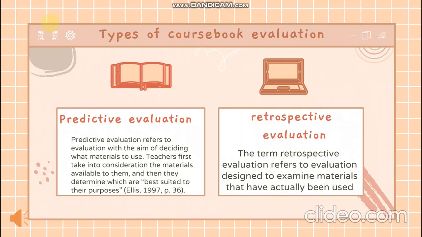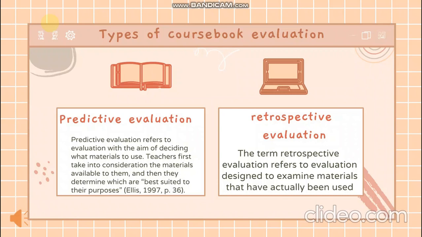Types of coursebook evaluation. Any two types. First is predictive evaluation. It refers to evaluation with the aim of deciding what materials to use, and teachers first take into consideration the materials available to them, and then they determine which are best suited to their purposes.